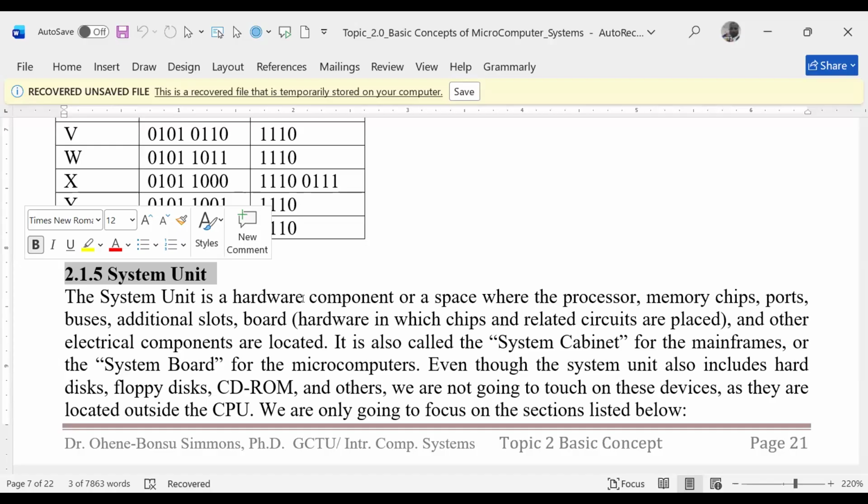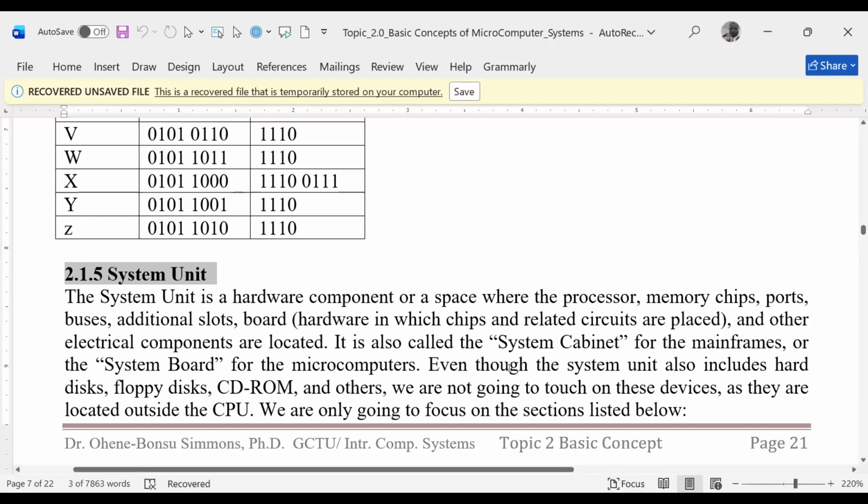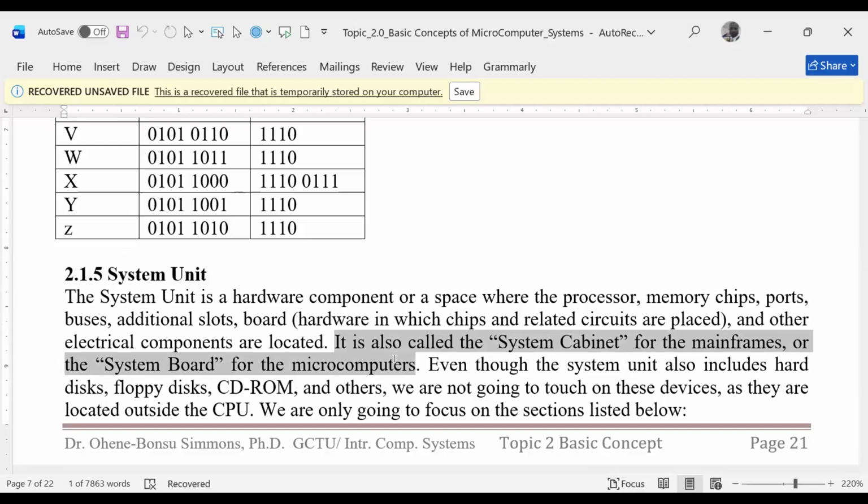The system unit is the main case hardware component that houses the internal components. So all your software and internal components are housed inside the system unit. We also call it the system cabinet for the mainframe, or system board for a microcomputer system. In a supercomputer or mainframe it's sometimes called the system cabinet, and in our microsystem we can also call it the system board, the system unit, or the main unit.